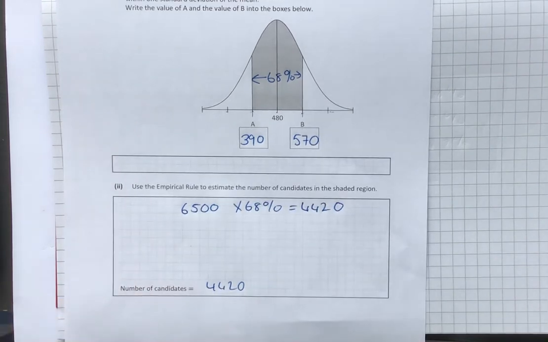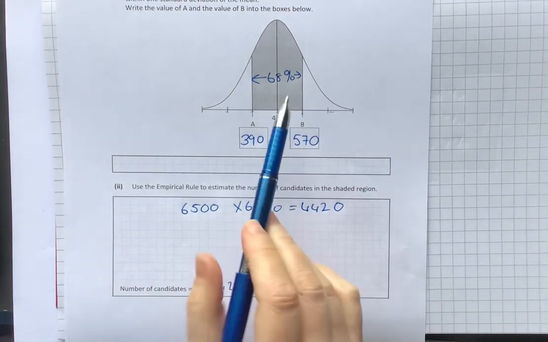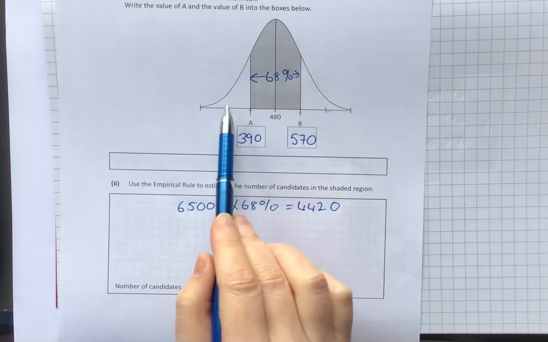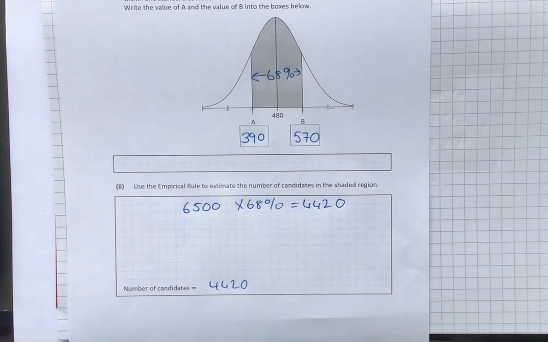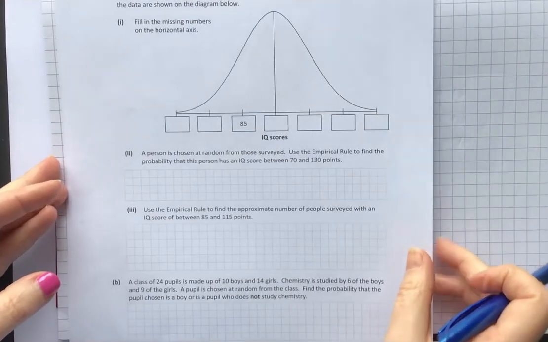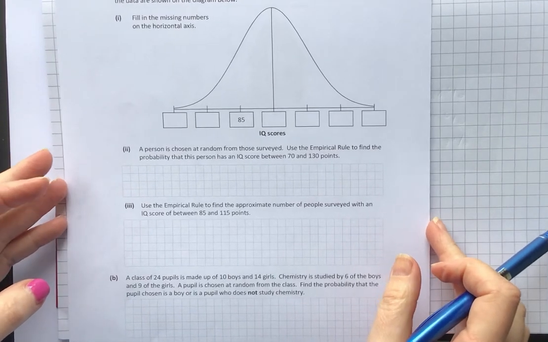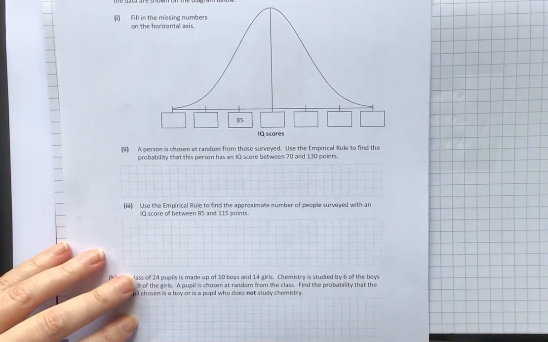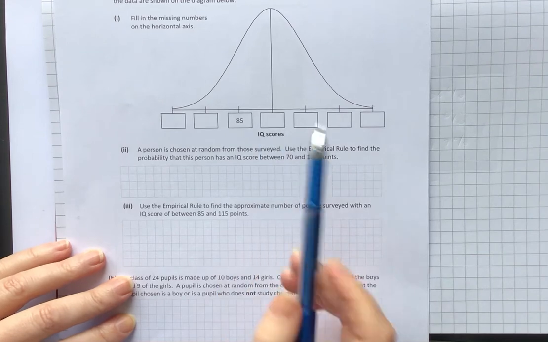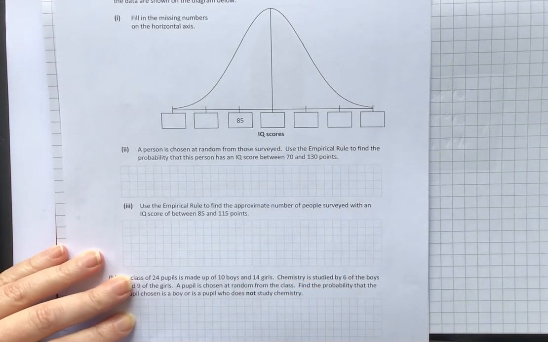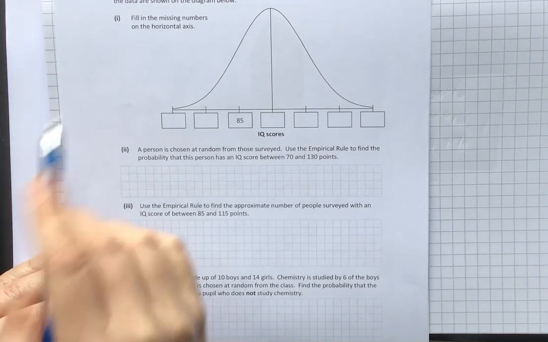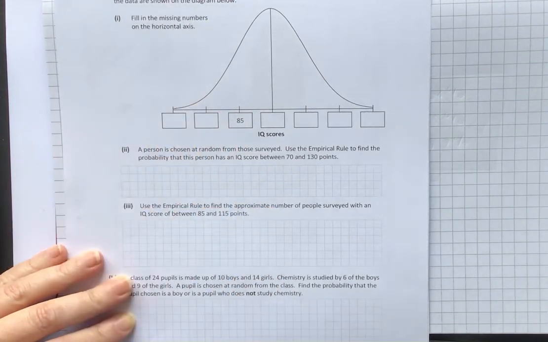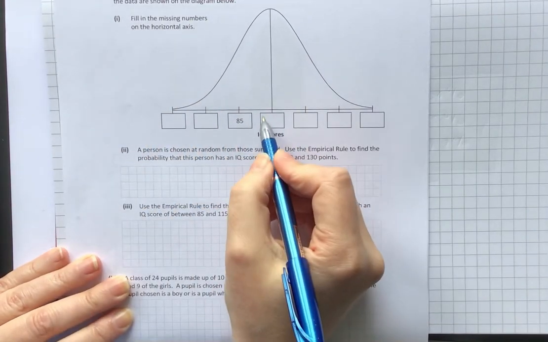Okay, so again, cannot overestimate the importance of 68, 95, 99.7. So if we look at this question here, in a survey, the IQ scores of 1,200 people were recorded. The mean score was 100 points, and the standard deviation was 15 points. Assuming that IQ scores are normally distributed, the data are shown on the diagram below. Fill in the missing numbers on the horizontal axis. Okay, so start with what the mean is.